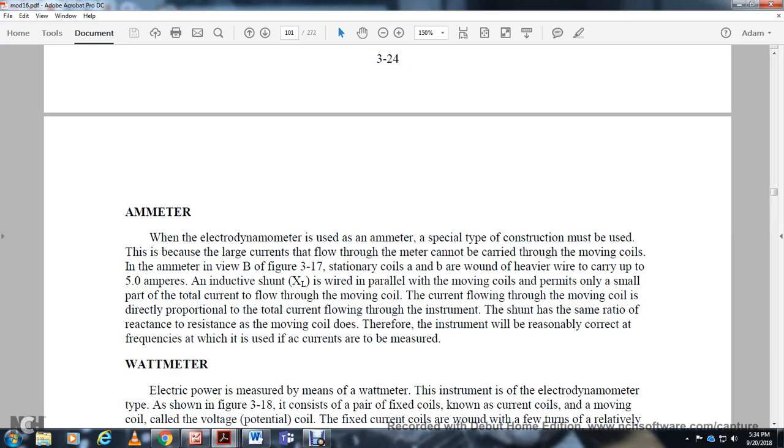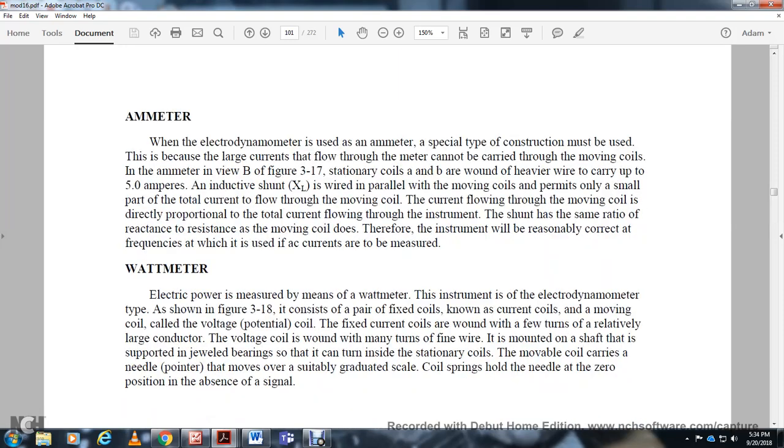moving coil. The parallel path permits only a small part of the total current to flow through the moving coil. The current flowing through the moving coil is directly proportional to the total current flowing through the instrument, and the ratio of the resistance of the moving coil does not change. The instrument will read reasonably correctly at any frequency if AC current is to be measured.